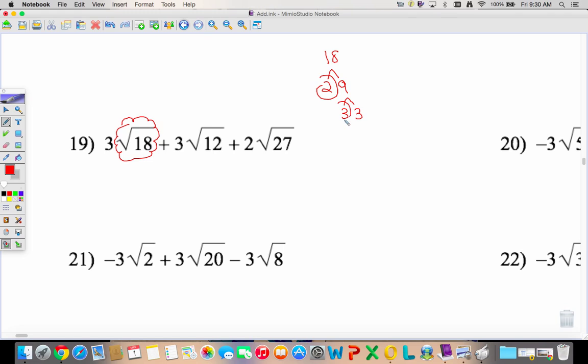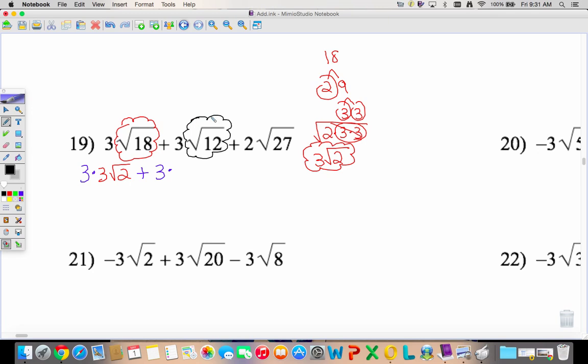So for 18, I can do 2 and 9. For 9, I can do 3 and 3. So I have 2, 3, 3. So this is the square root of 2 times 3 times 3. Here's my pair of 3's. Pull it out. Cross it off. All I have left is a 2. So that's 3 square roots of 2 for my square root of 18. So if you want to, we can rewrite this: 3 times 3 square roots of 2 plus 3 times. Now let's look at the square root of 12.